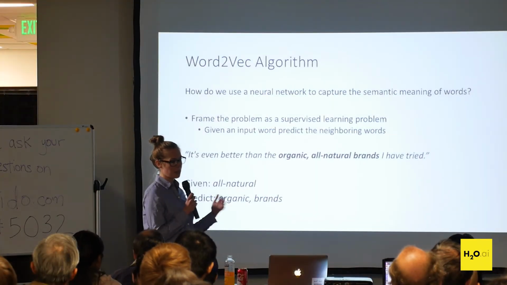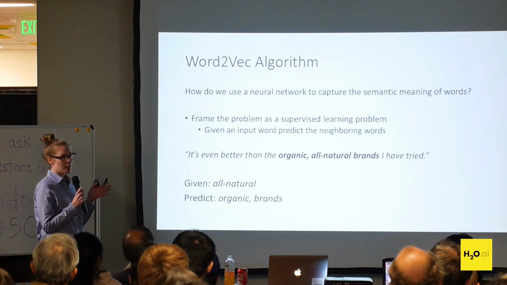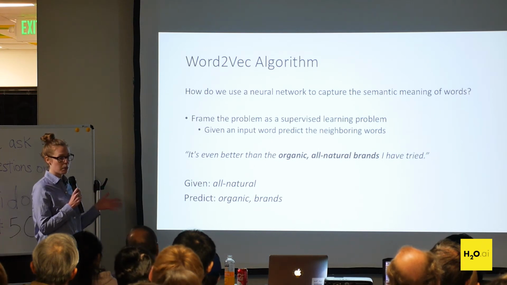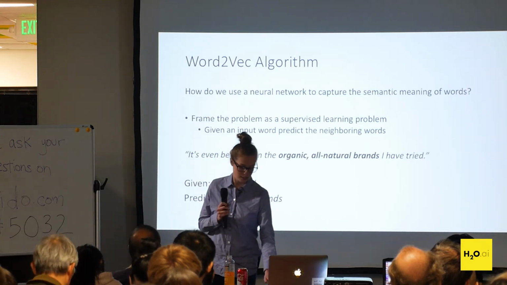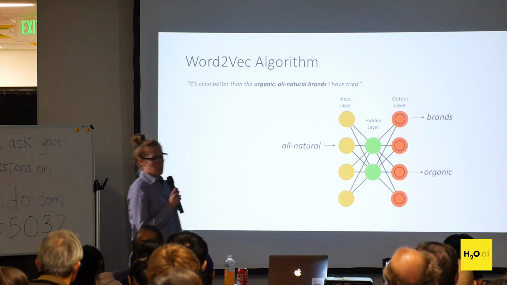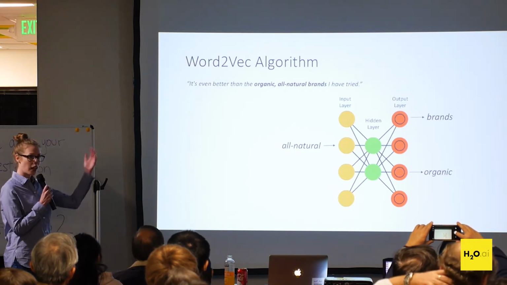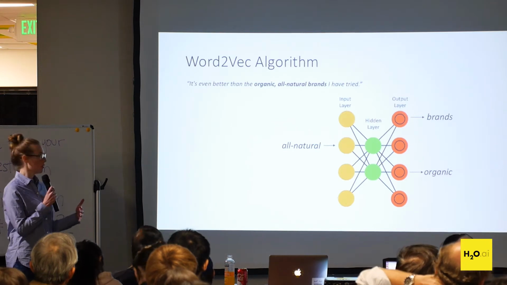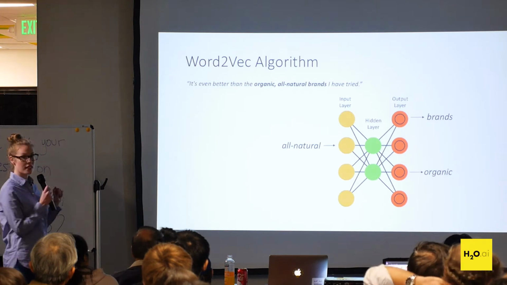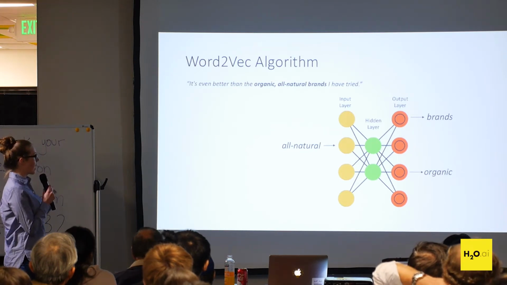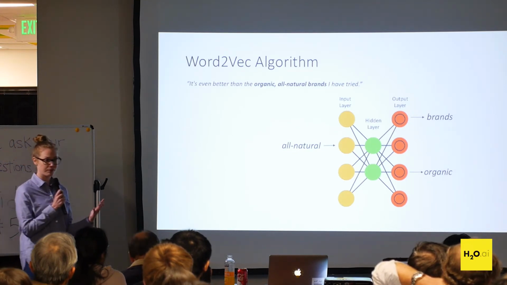So we have an example: "It's even better than the organic all-natural brands I have tried." This is an Amazon review. We're going to take this word all-natural, and try to predict organic and brands from that using this neural network. In the input layer, we have all natural. The input layer is going to be one-hot encoded over all the different vocabulary words we have. We'll have one hidden layer for Word2Vec, so this isn't deep learning. And in the output layer, we want to get back brands and organic, predicting those neighboring words.